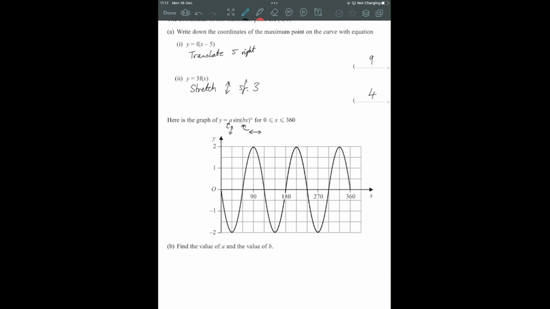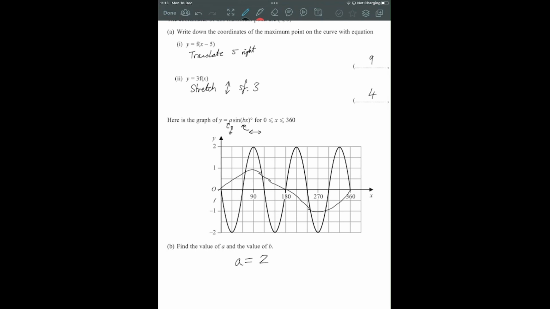Normally the sine curve, if I try and sketch this incredibly poorly, does something like that. And I apologize for how shaky that is on the iPad. Normally it has a height of 1 down to negative 1. This is from 2 to negative 2. So that tells me that we have doubled this curve. We stretched it vertically by 2.